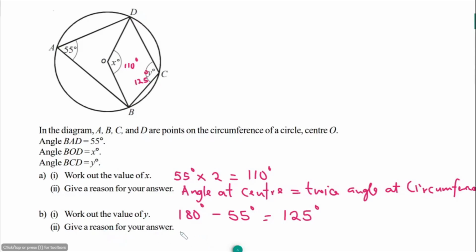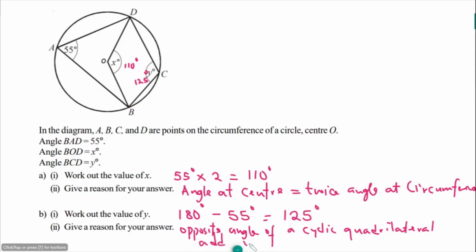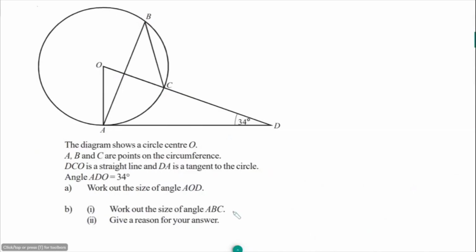Well, the reason is opposite angles of a cyclic quadrilateral, cyclic, I hope I got the spelling right, good, cyclic quadrilateral, add up to 180 degrees. So that's very simple. Now we're going to move to the next question.